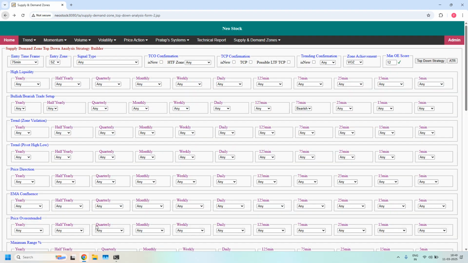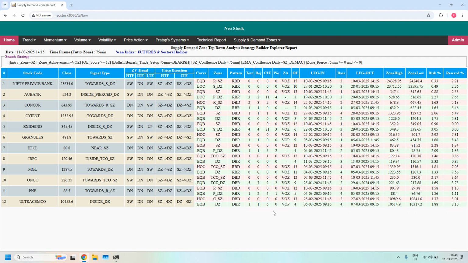Let's verify. In the EMA confluence at daily time frame, I am setting the filter daily supply zone having daily EMA confluence or not. With this filter, we got 12 stocks. So these 12 75-minute supply zones are having even more high probability to get success. Because these 75-minute supply zones are overlapped with daily supply zone, and that daily supply zone is having daily EMA confluence in these 12 stocks. Okay, this is LTF, ITF supply zone and ITF EMA confluence specific stocks.